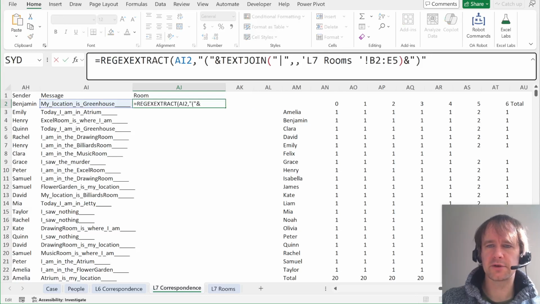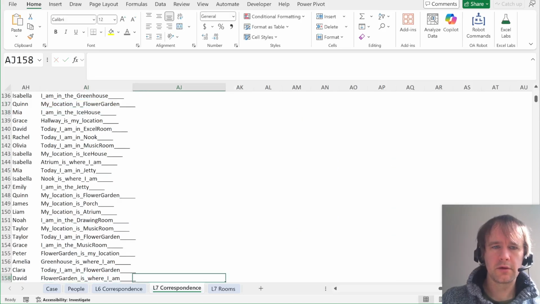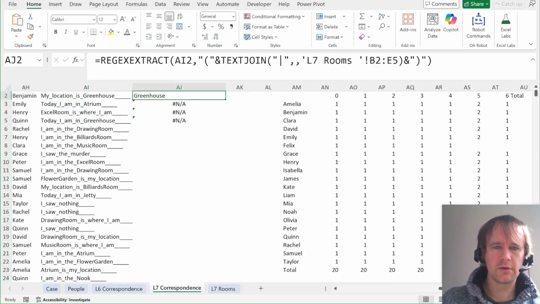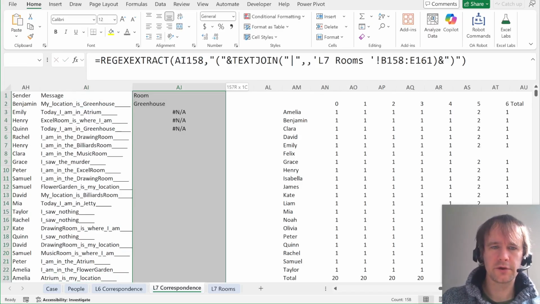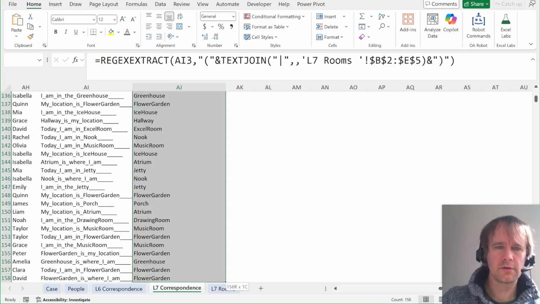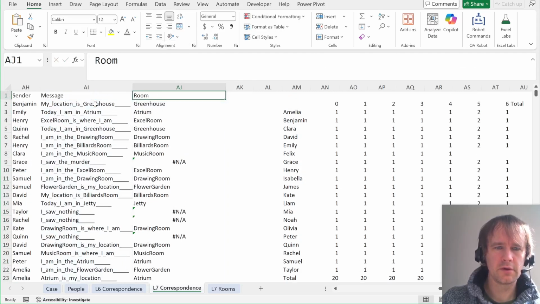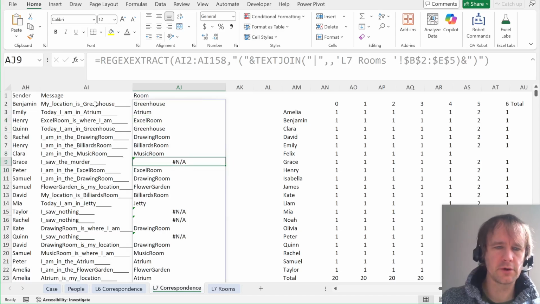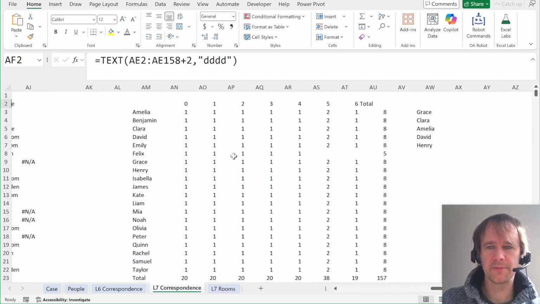So I want to regex extract that from there. And that's going to tell me, oh, sorry, that's not going to tell me anything because I didn't lock. So let's lock and try again. And actually, I don't know, will this work as an array? I think it will. Yes, it will. So again, these don't have any room, which is fine, but these all do. So now I want to see for those 5 people, what rooms were they in on Saturday?